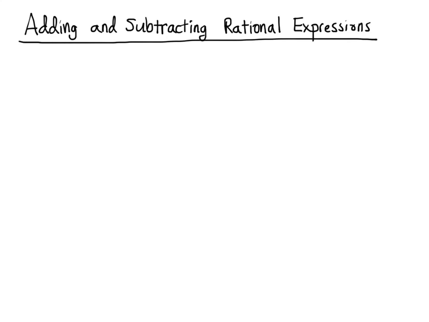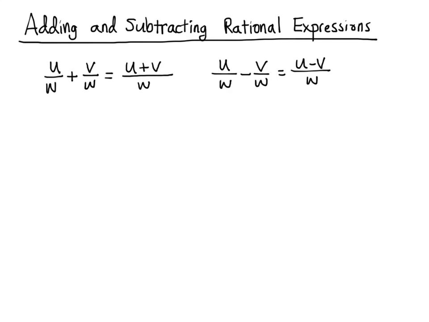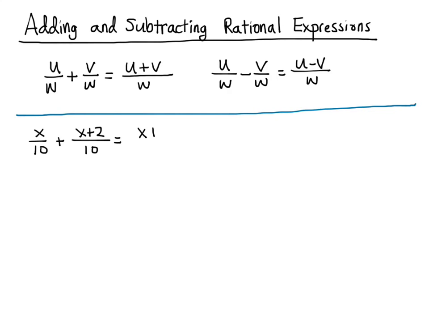So we'll talk about adding and subtracting rational expressions. And the theory behind this is exactly the same as when you have just regular fractions: if we already have a common denominator, we're just going to add or subtract the numerators. And if we don't have a common denominator, then we're going to make them common. So let's look at a few cases where we already have the common denominator.